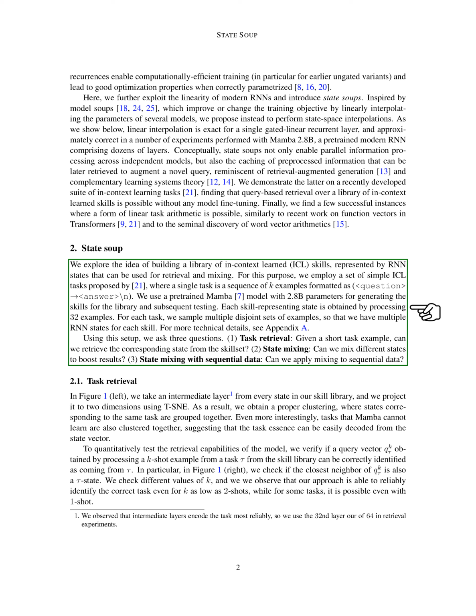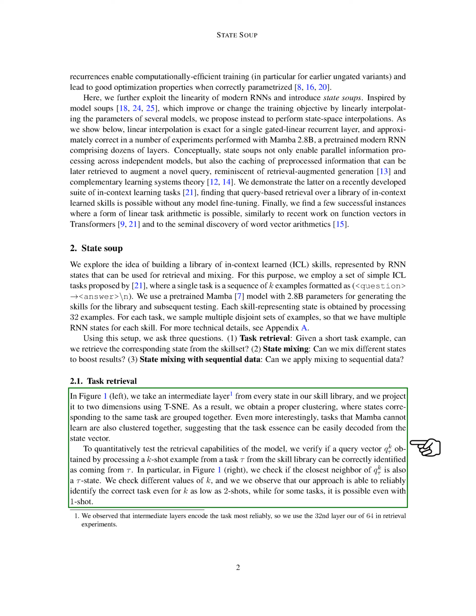For each task, we gather multiple sets of examples, resulting in multiple RNN states for each skill. For more detailed technical information, please refer to the appendix. With this setup, we aim to address three main questions. Firstly, can we retrieve the corresponding state from the skill set given a short task example? Secondly, is it possible to blend different states to enhance results? Lastly, can we apply blending to sequential data effectively?